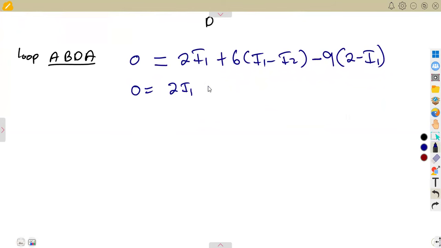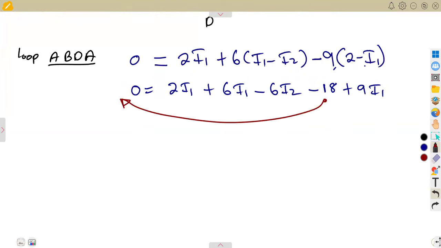So this will be 2I1, 6I1, 6 times minus, that's minus 6I2, minus 9 times 2, which is minus 18, minus times minus, that's positive 9I1. All right, so let's take the minus 18 to the other side of the equation. It was a negative, so it becomes a positive.